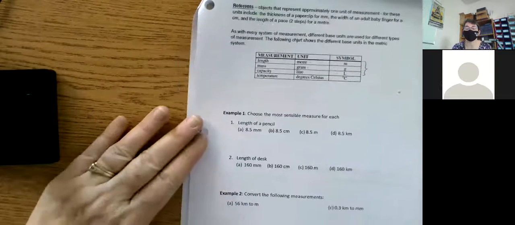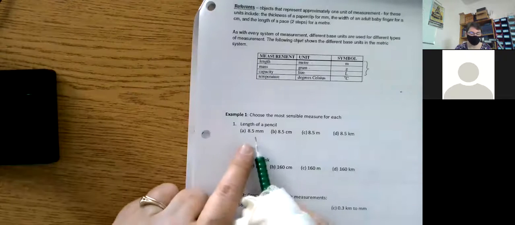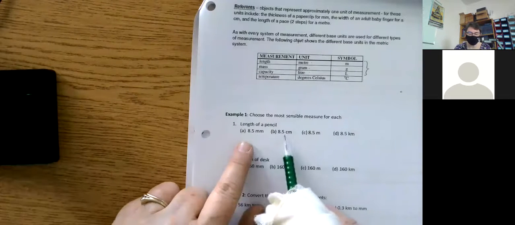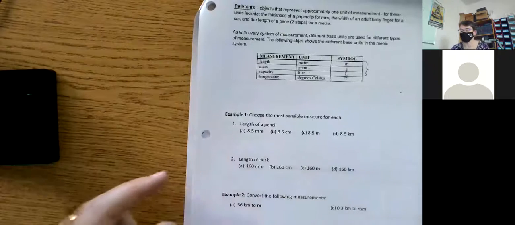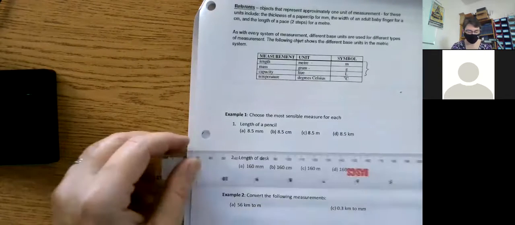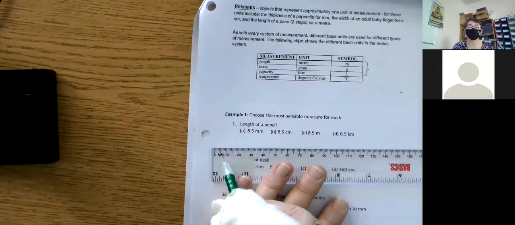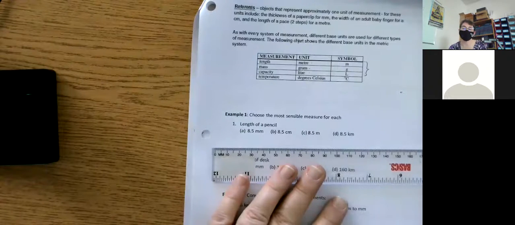All right, so first of all, we're going to use this reference stuff. Choose the most sensible. So the length of a pencil is 8.5 millimeters, 8.5 centimeters, meters, or kilometers. Now, hold on, I just found a ruler. All right, so first of all, there's a mistake on a ruler. Those should not be two capital M's. It should be two little m's, because these are millimeters. So a millimeter is the distance between there and there, all of those little ticks.